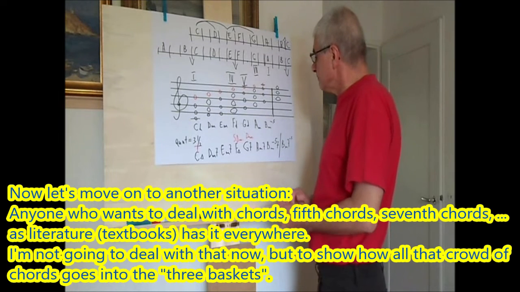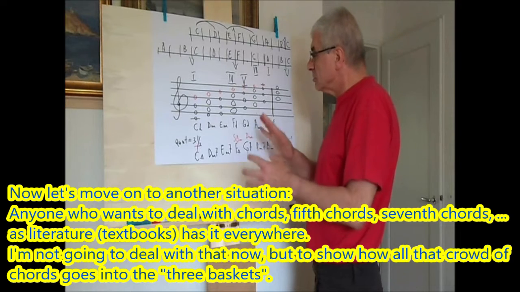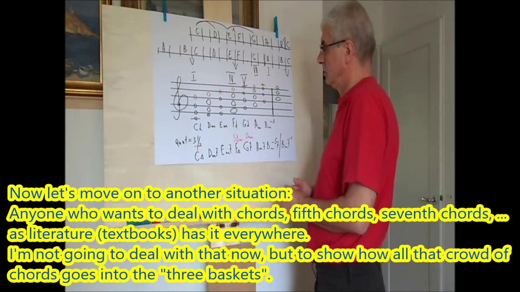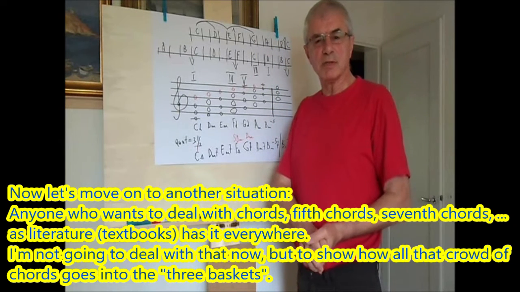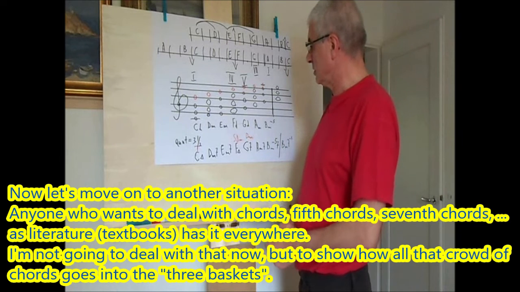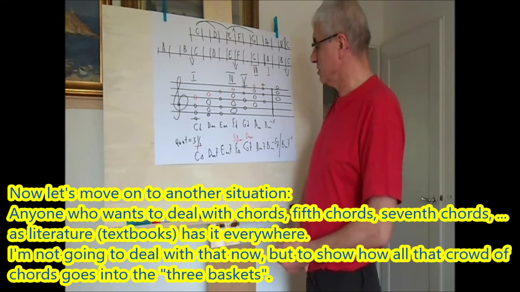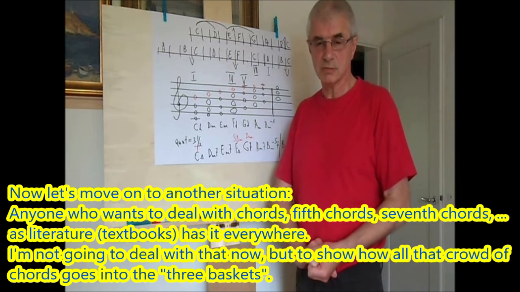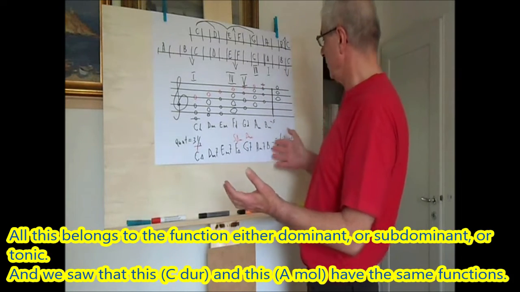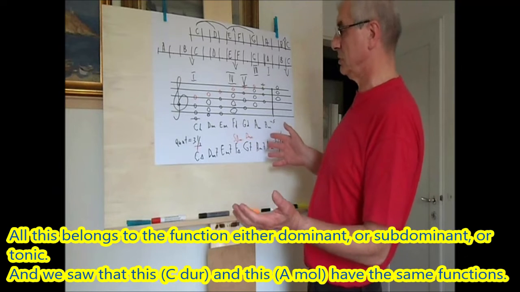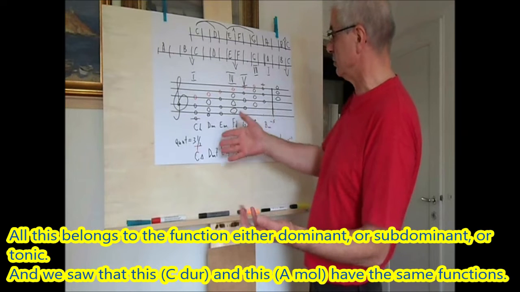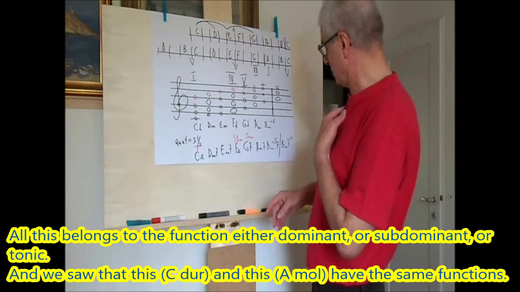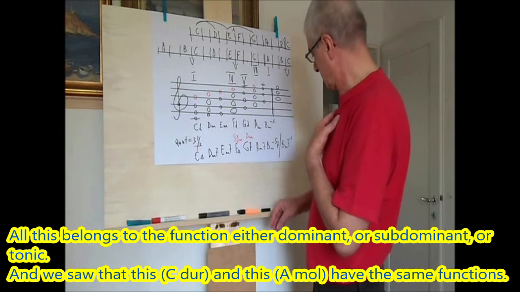Now let's move on to another situation. Anyone who wants to deal with chords, fifth chords, seventh chords, has it everywhere in literature and textbooks. I'm not going to deal with that now, but to show how all that crowd of chords goes into three baskets. All this belongs to the function either dominant, or subdominant, or tonic. And we saw that this, C major, and this, A minor, have the same functions.